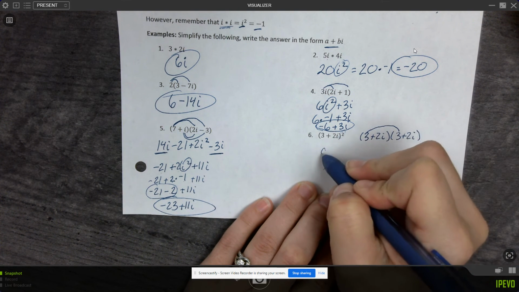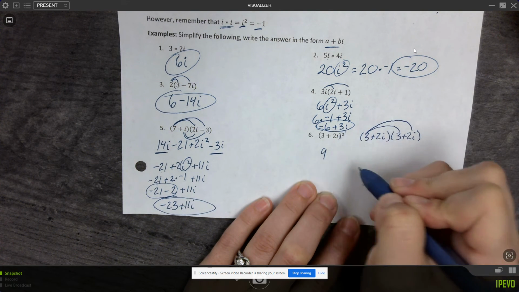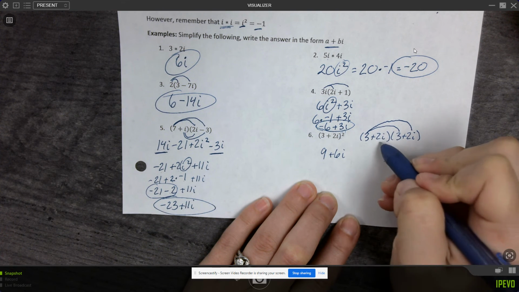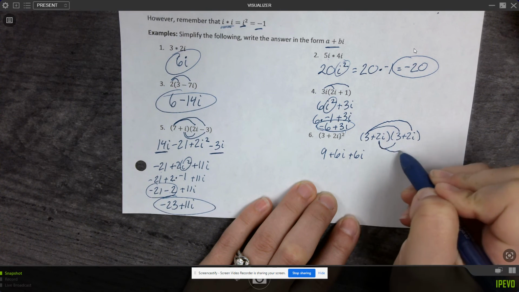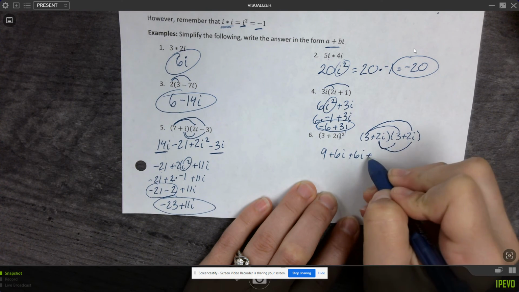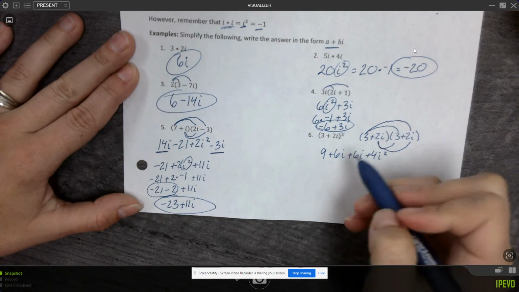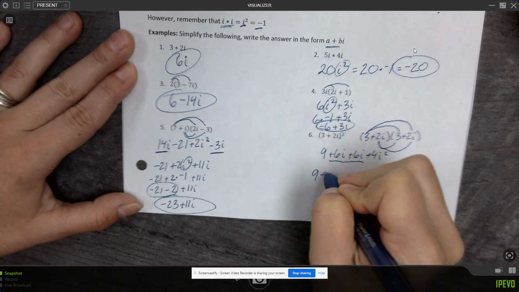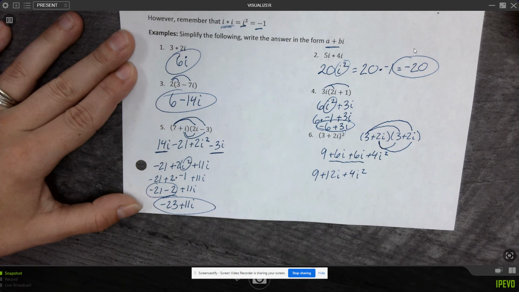First, 3 times 3 is 9. Outer, 3 times 2i is 6i. Inner, 2i times 3 is 6i. And last, 2i times 2i is 4i squared. Combining some like terms, the 6i plus 6i is 12i, so 9 plus 12i plus 4i squared.